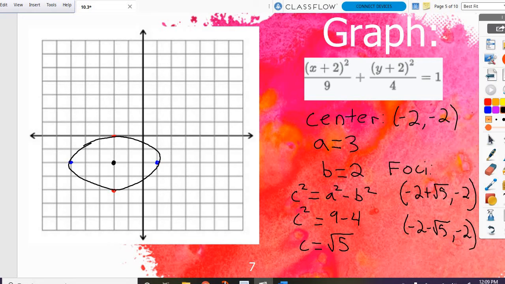And if you wanted to graph those, you would just plug negative 2 plus the square root of 5 into your calculator. And it's going to be 0 point something, right? Comma negative 2, which is fine. Yes? No? Maybe? Questions on that?